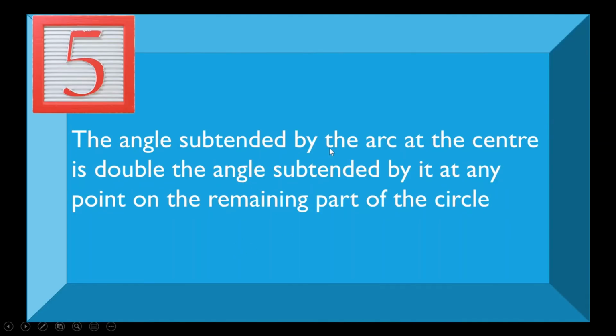So the angle subtended by the arc, we know that the arc is a portion of the circumference. So the angle subtended by the arc at the center is double the angle subtended by it at any point on the remaining part of the circle. Okay, let's see what this one is.